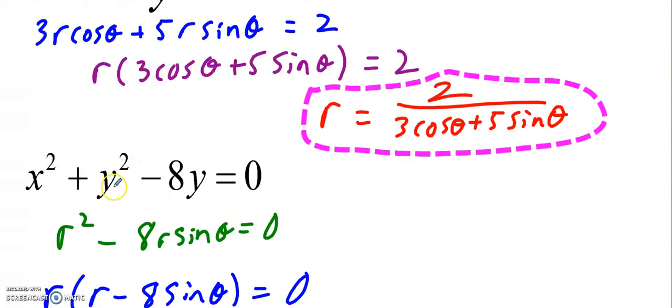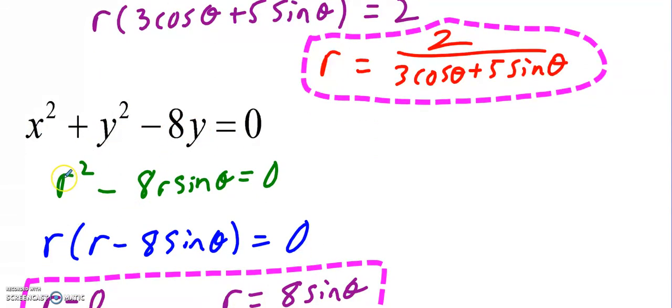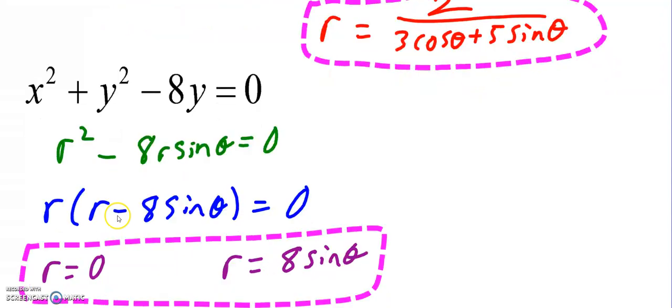How about this one here? x squared plus y squared minus 8y equals 0. Well, I know x squared plus y squared is r squared. y is r sine theta. So I get r squared minus 8r sine theta equals 0. I can factor out an r. So I get r equals 0, but I know that's actually not going to be part of my answer. And I also get r equals 8 sine theta.